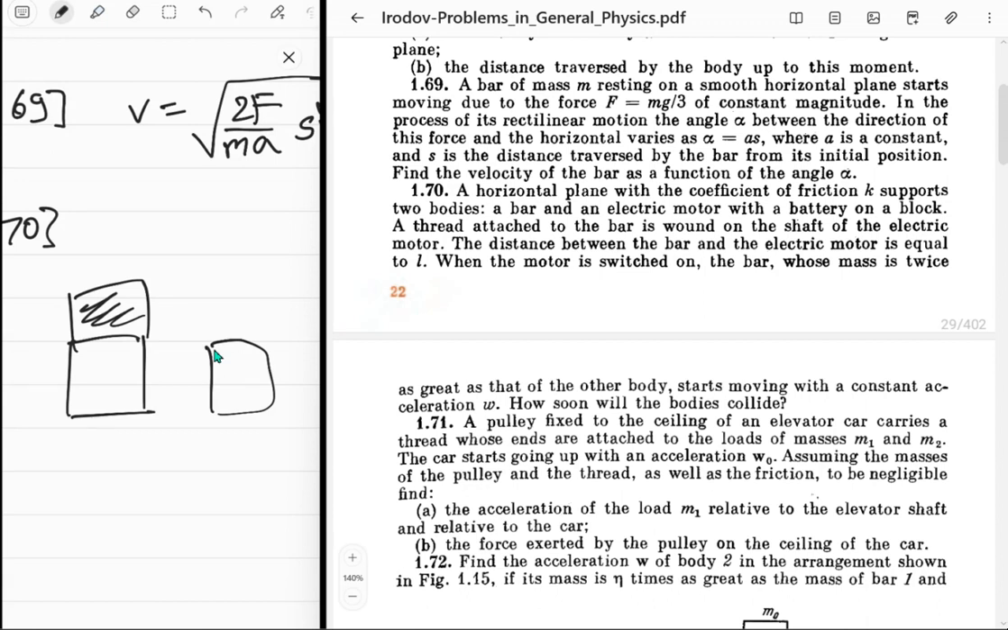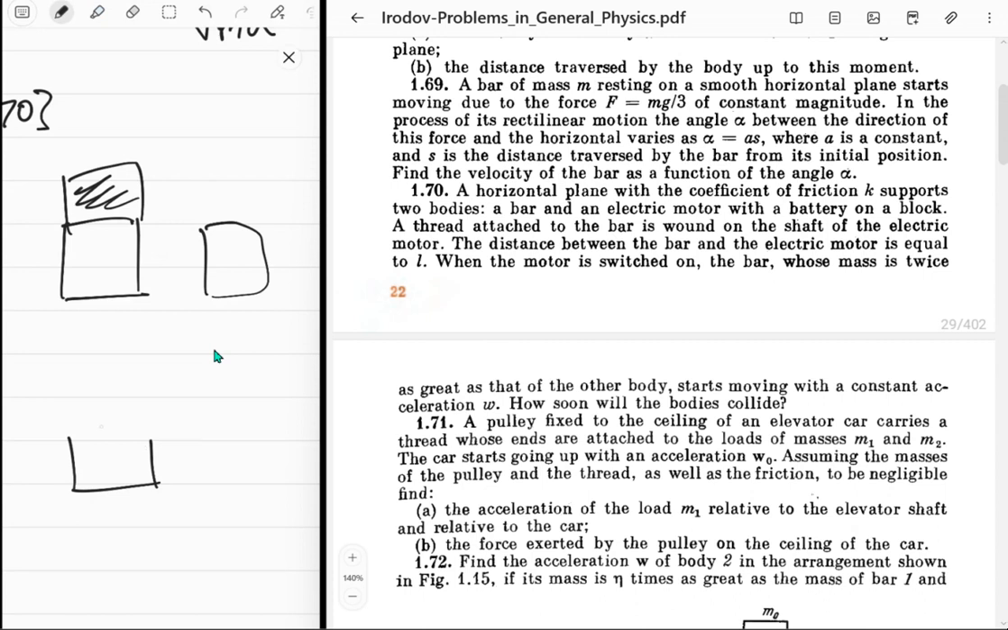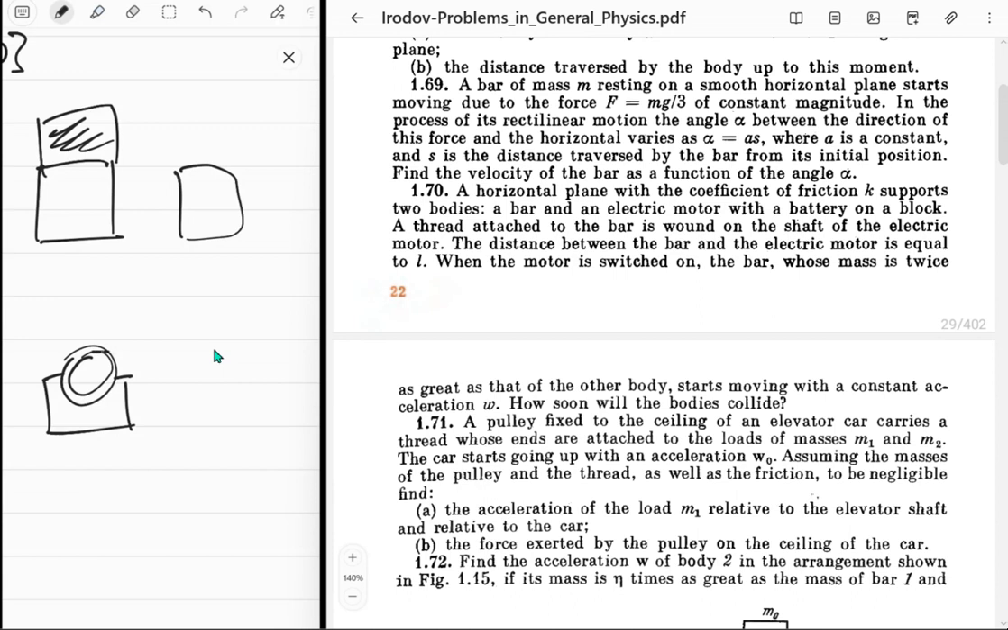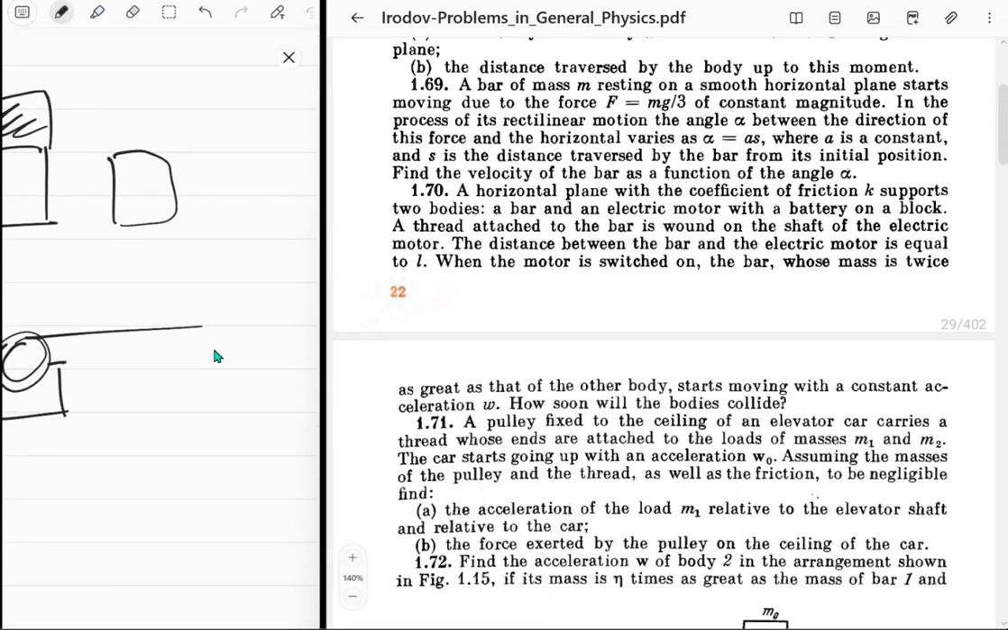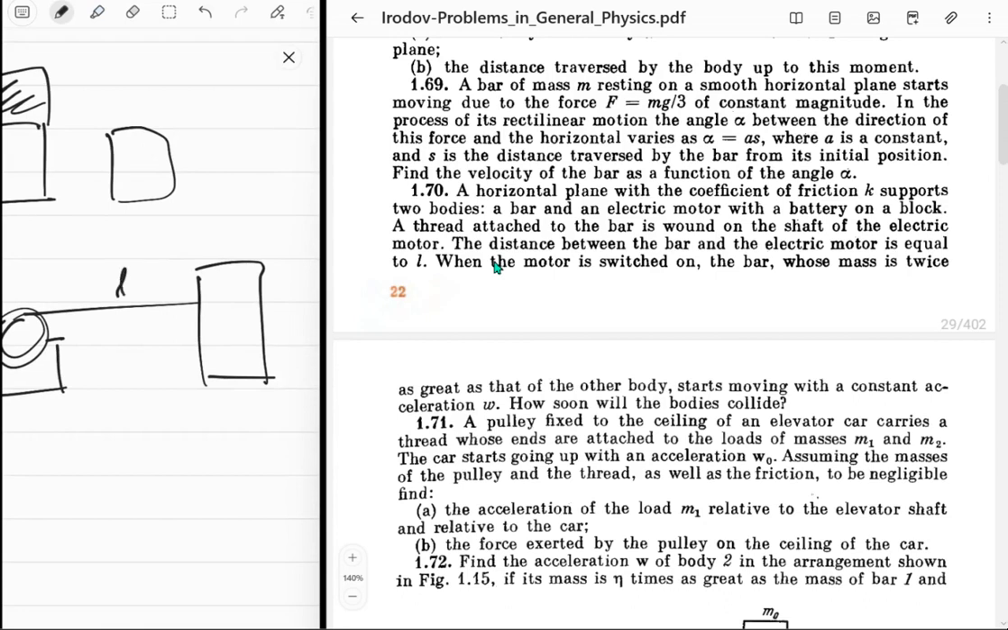The distance between the bar and the electric motor is equal to L. Okay, I'm starting to understand it. There's this movable pulley, which is supposed to be a motor, and on it you have a thread, which is attached to another body. So this length is L. When the motor is switched on, the bar, whose mass is twice as great as that of the other body, so this is 2m and this is m, starts moving with constant acceleration w.